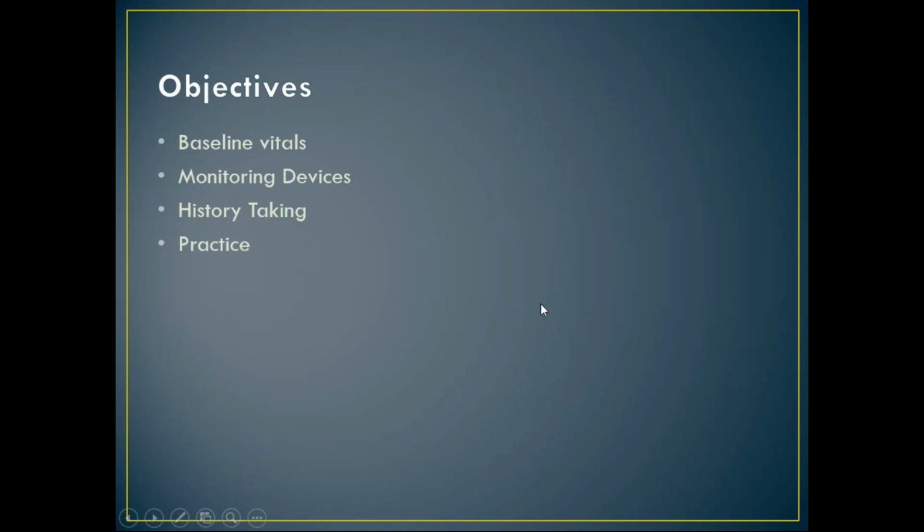So first off, our objectives for this lecture, we're going to be going over baseline vitals, what we're going to be utilizing in order to try and see what's going on inside the patient's body. Also looking at different monitoring devices, tools for us to utilize for taking baseline vitals and also getting our patient assessment and general impression. Talk about history taking, and then we will be able to practice this once we meet on Thursday for our lab session.